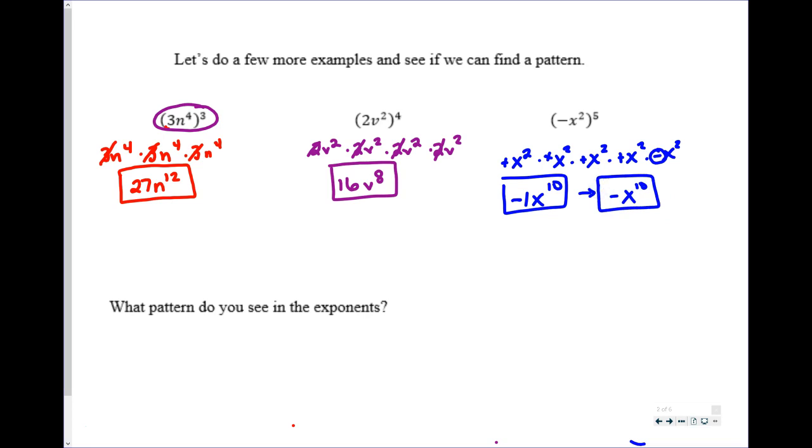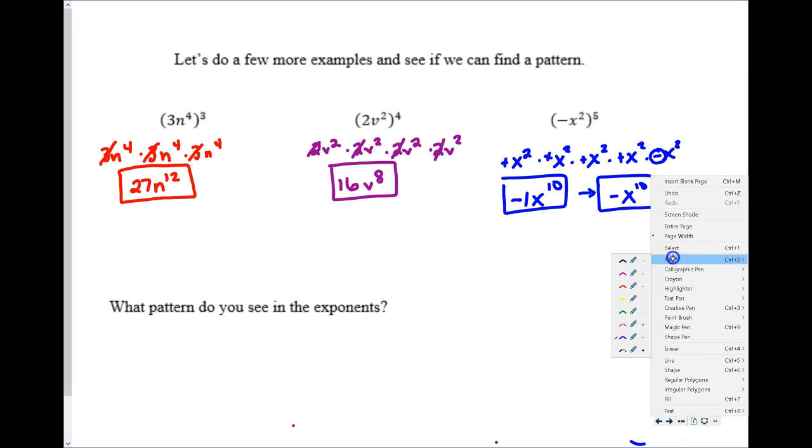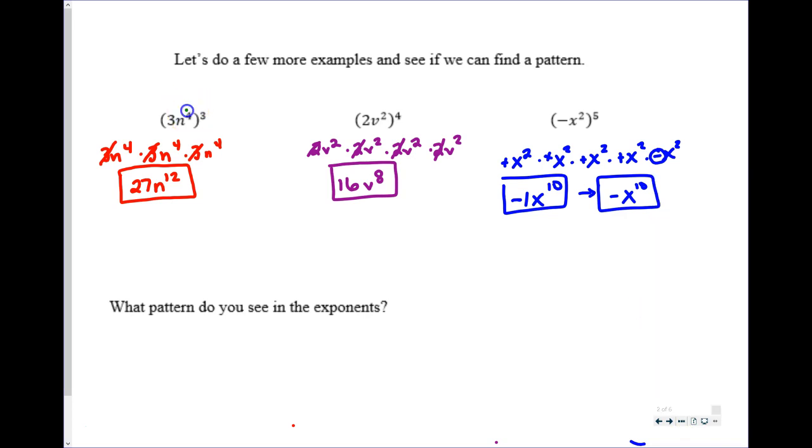So what's the pattern that we're seeing here? And if you don't see it right away, I'm going to kind of hint to you. The question I'm going to ask you guys is, what do you see between the 4 and the 3 that could possibly get you 12? What do you see between the 2 and the 4 that could get you the 8? And what do you see between the 5 and the 2 to get you the 10? If you're thinking multiplication, you are absolutely correct.